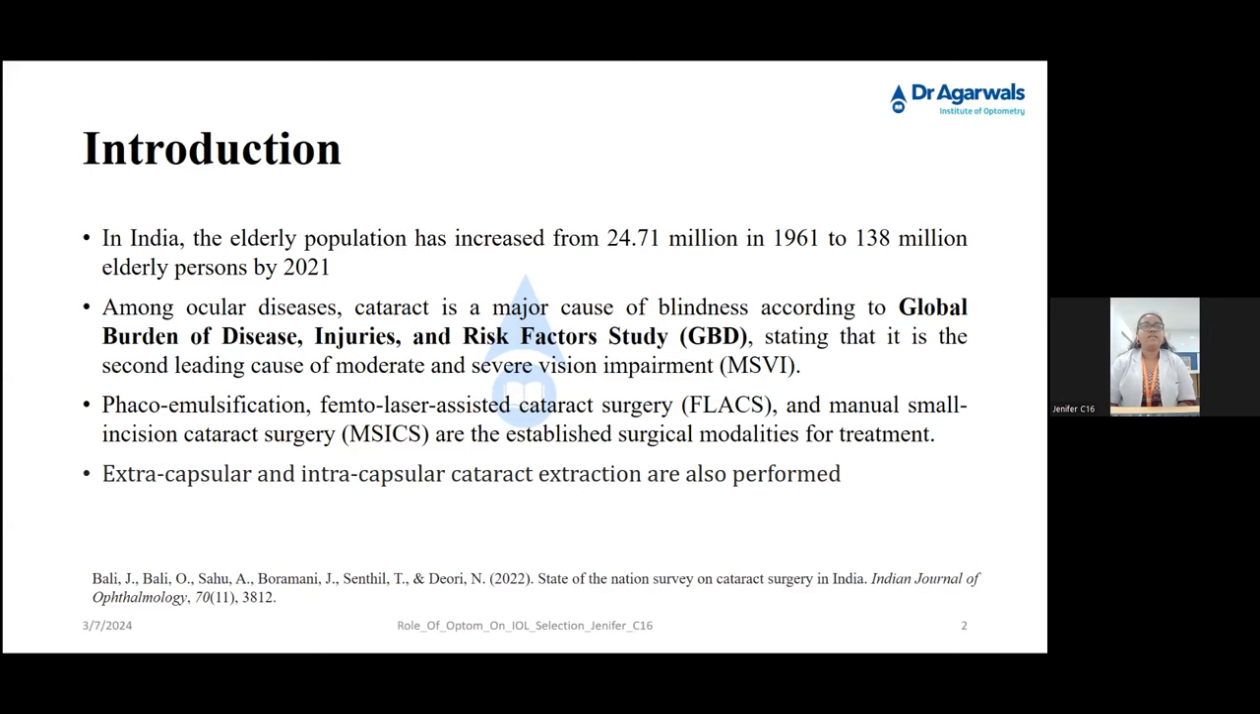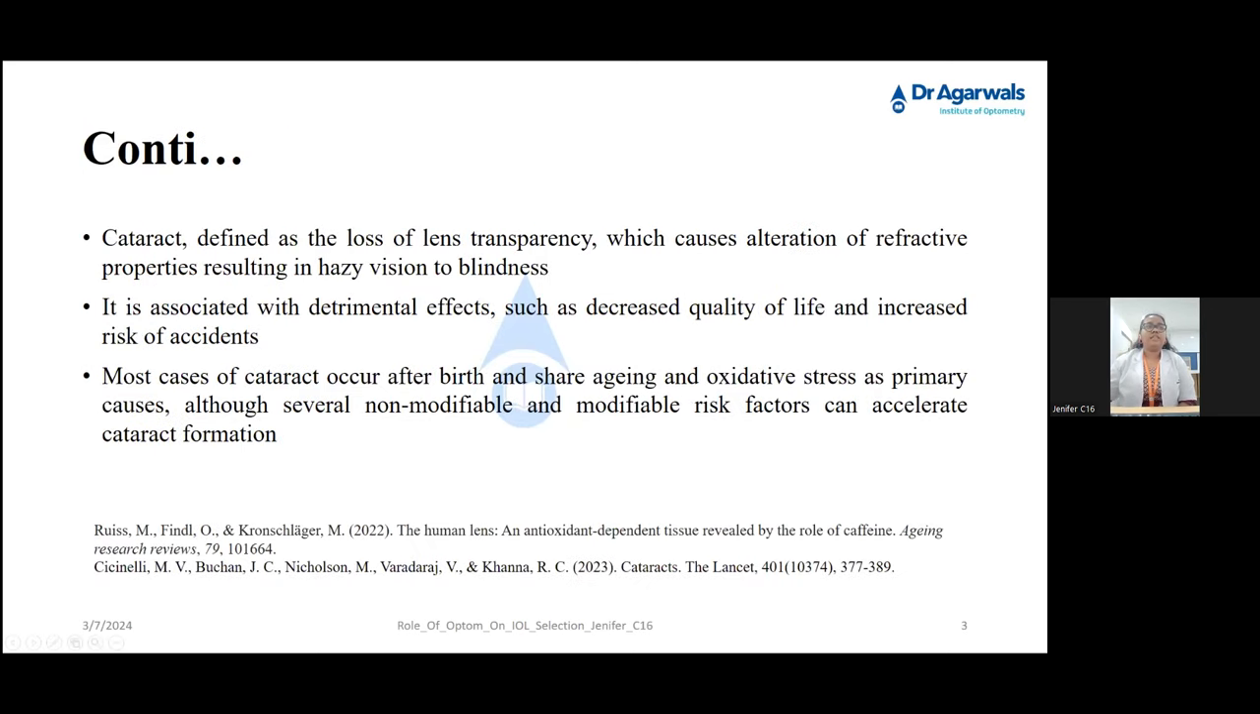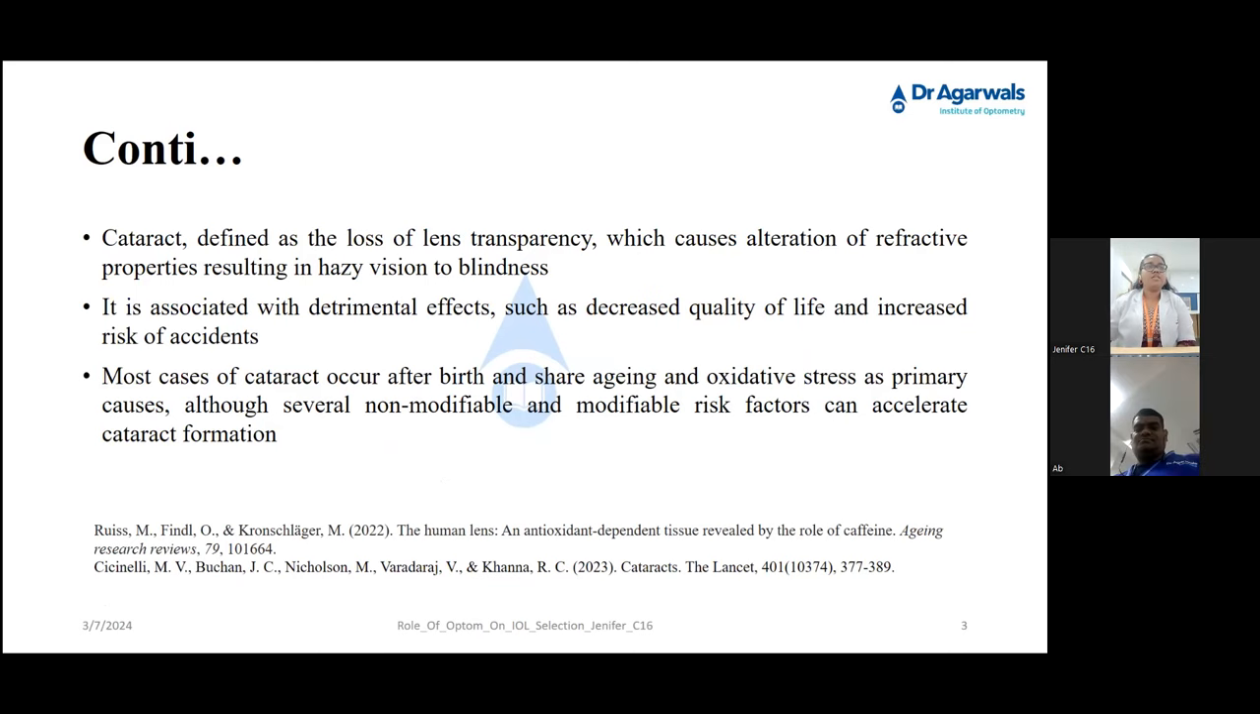Phacoemulsification, femtolaser assisted cataract surgery and manual small incision cataract surgery are the established surgical modalities for treatment. Extracapsular and intracapsular cataract extraction are also performed. Cataract is defined as the loss of lens transparency, which causes alteration of refractive properties, resulting in hazy vision to blindness. It is associated with detrimental effects such as decreased quality of life and increased risk of accidents.